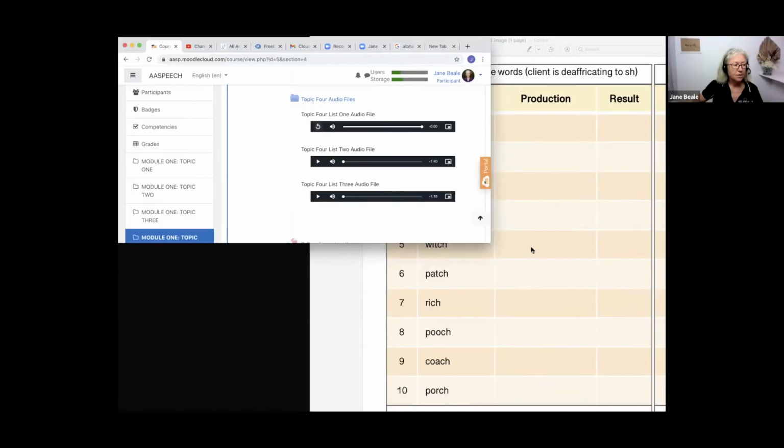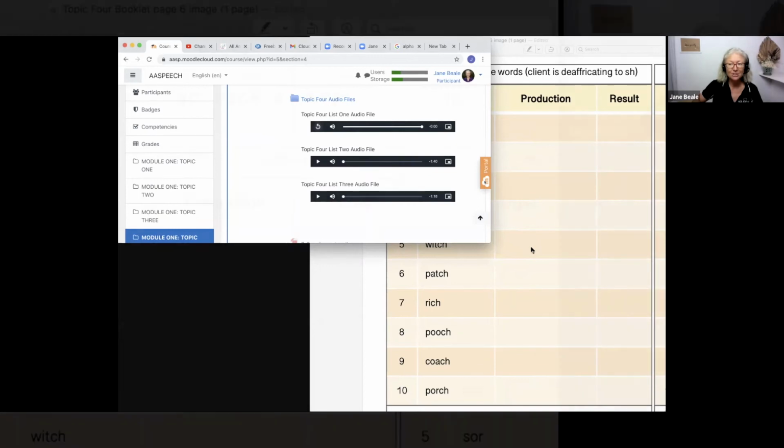So now let's play that audio file again. And this time I'll be filling in the sheet as we go and you can see how I do it and then we'll discuss it at the end. So I'm going to play list 1 again. And as it's playing, I'm going to be filling in the sheet and you can watch how I do it. If you would like to also be filling in as we go, you can.